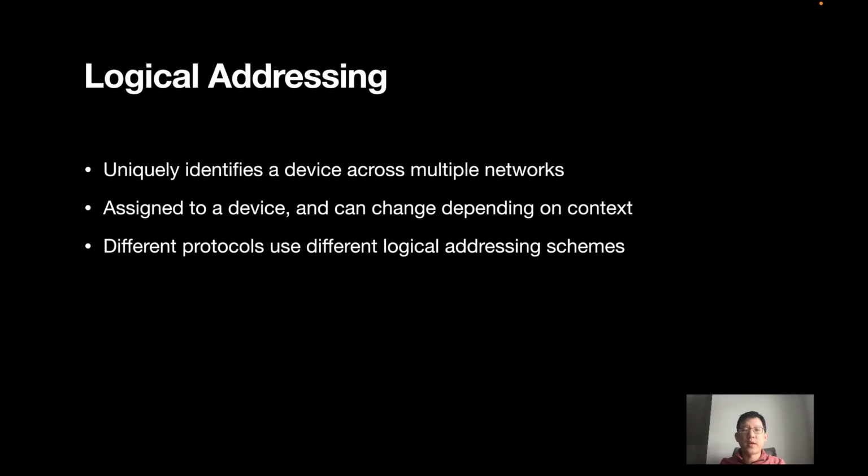We start with logical addressing. A logical address uniquely identifies a device across multiple networks. It is assigned to a device and it can change depending on the context. So if I'm at home or at a friend's house or outside on a cellular network, I can potentially get a different address in all of these cases. Now, different protocols use different logical addressing schemes. In practice, we've had one dominant protocol for the past few decades, so we've been using one logical addressing scheme. Now there have been updates to that protocol, and it has provided new features and a new logical addressing scheme. So we're going to explore those in a future video.